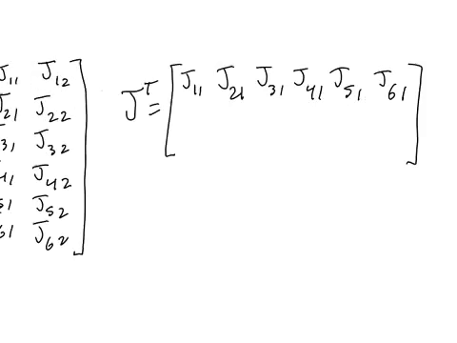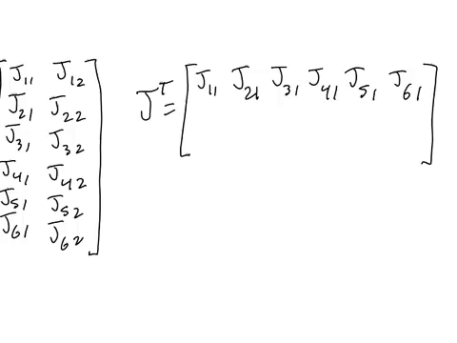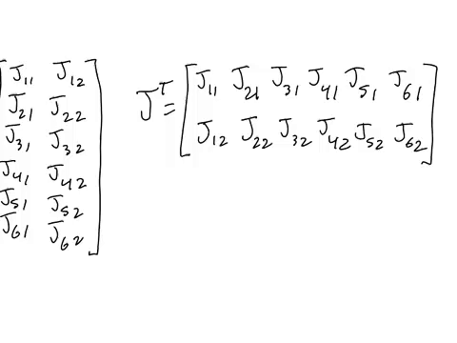So, whereas the Jacobian has 6 rows, the transpose of the Jacobian will have 6 columns. Then I take the second column of my Jacobian and I write that as the second row of the transpose. And that's all there is to it. Once you've done all the work necessary to figure out the Jacobian, you have all of the information you need to use that for not only velocity but also for force.